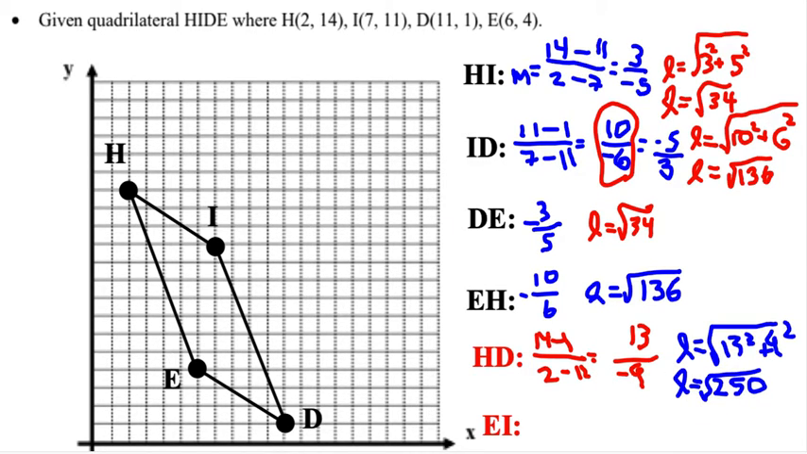And repeat for EI, which would mean that you're looking at 7 over 1, so the slope would be 7 over 1, aka 7, and the length would be 7 squared plus 1 squared, or the square root of 50.